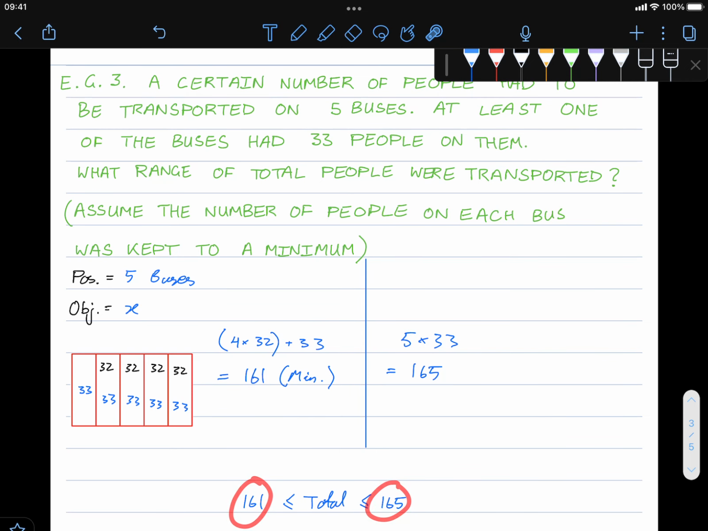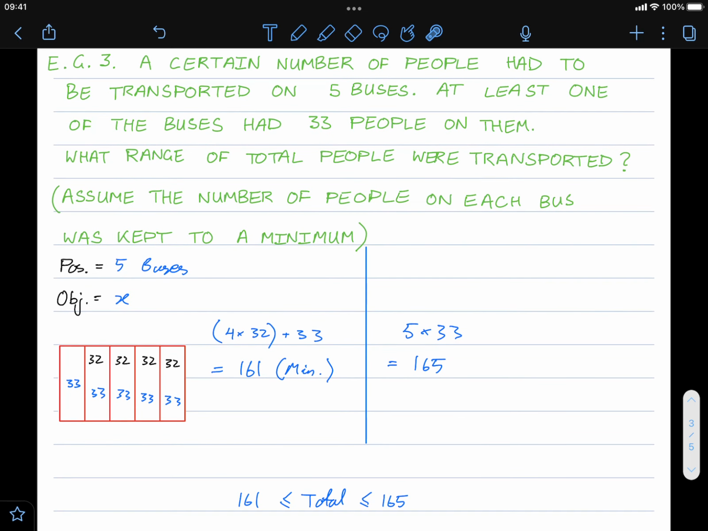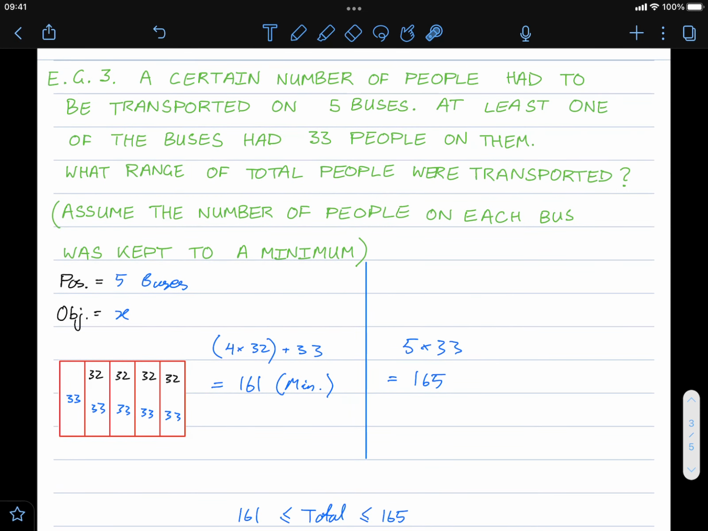All right, so I hope that gave you an insight into this idea of the pigeonhole principle. Hope to see you in the next video and the final example on this generalized pigeonhole principle.